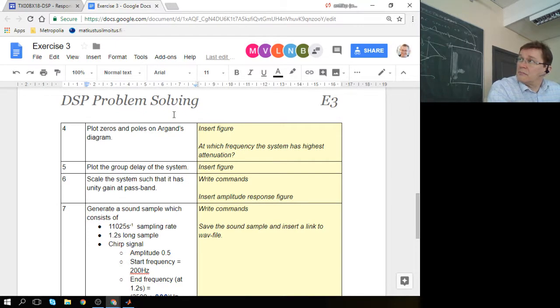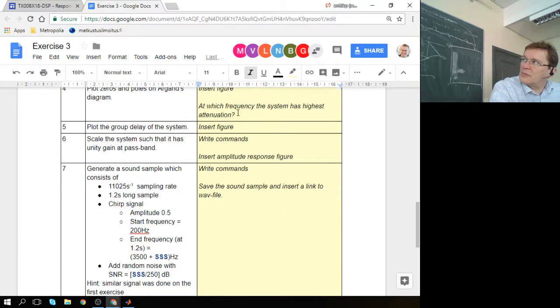Then plot zeros and poles on the z-plane diagram again. And there you can also make an evaluation at which frequency the system has the highest attenuation. There might be some zeros on the unit circle then. Group delay. Yes, we can calculate the group delay and insert a figure. So that will finally show you if this is a linear or nonlinear phase response. For linear phase response systems, this is constant group delay.